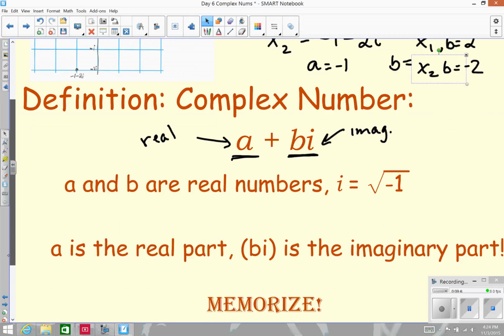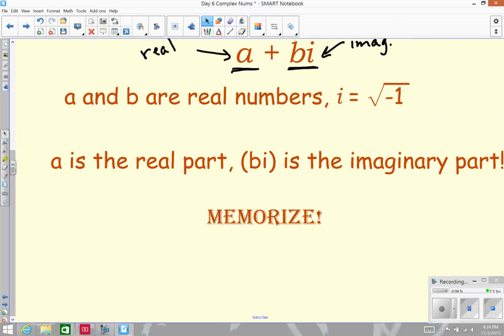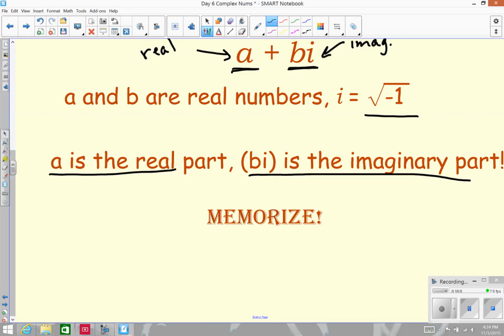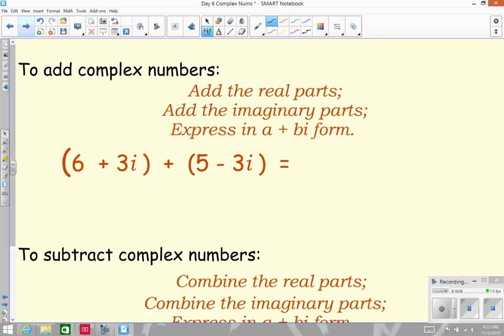So I'm going to make sure that you know a couple things to remind you. Remember, i is equal to the square root of negative 1. When we have complex numbers, we have two parts, a plus bi. A is the real part, bi is the imaginary part. Alright, so turning our pages then. I need to know how to add these complex numbers.